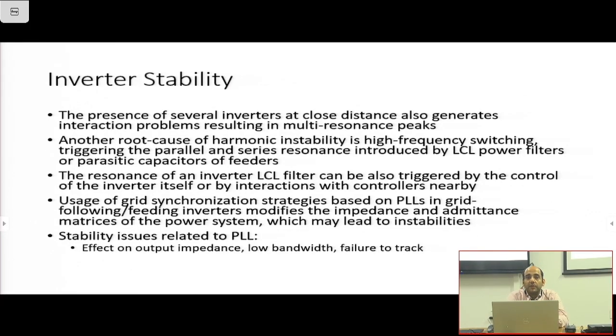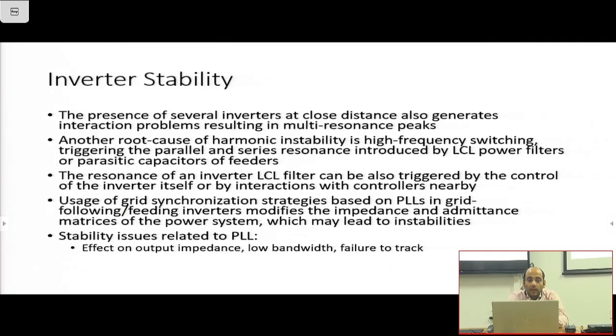Then, if there are multiple sources, it may happen that there could be multiple resonating peaks. That's in the system. It's not just that there is one resonating frequency. The system can have multiple resonating frequencies depending on the multiple combinations of RLL or multiple inverters. So if those frequencies are there and those frequencies are excited, those resonance or harmonic instability issues can arise.